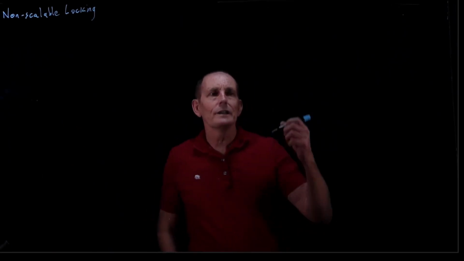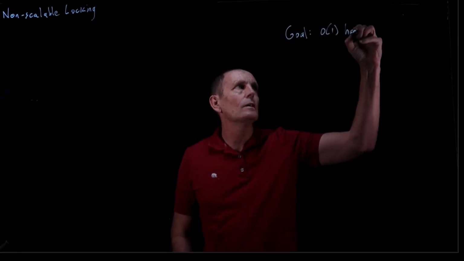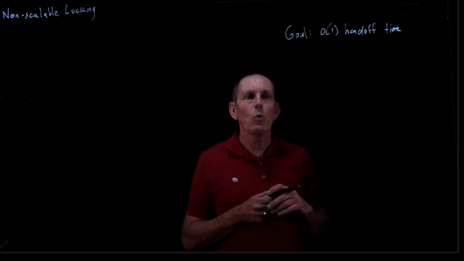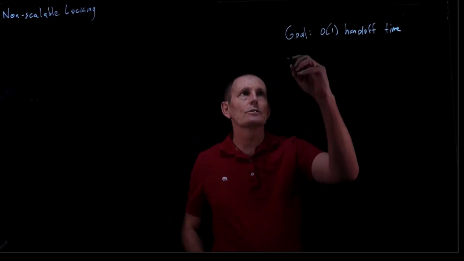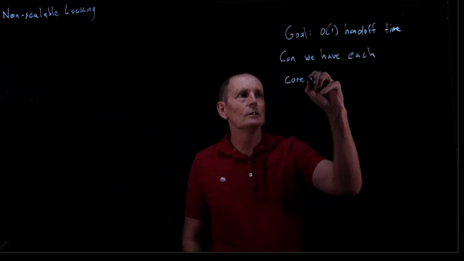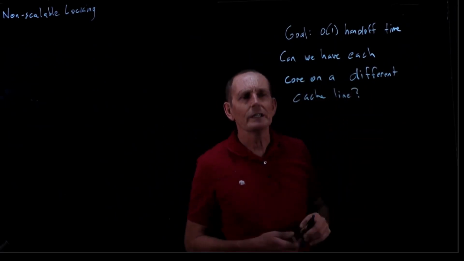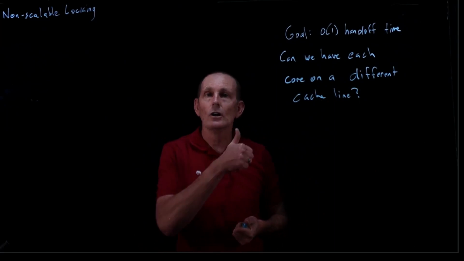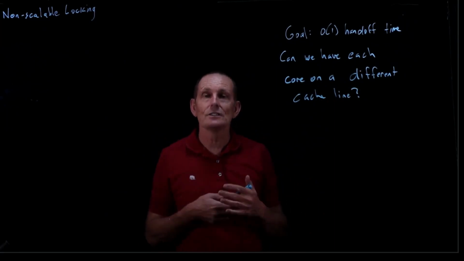Okay, so our goal is order one handoff time, right? So the thought is, can we cause only one core to send messages rather than all the cores? That is, can we have each core on a different cache line? So currently, we're all waiting on the same ticket, right? Where all the CPUs are looking at the same current ticket value. And that is at a single address in memory.